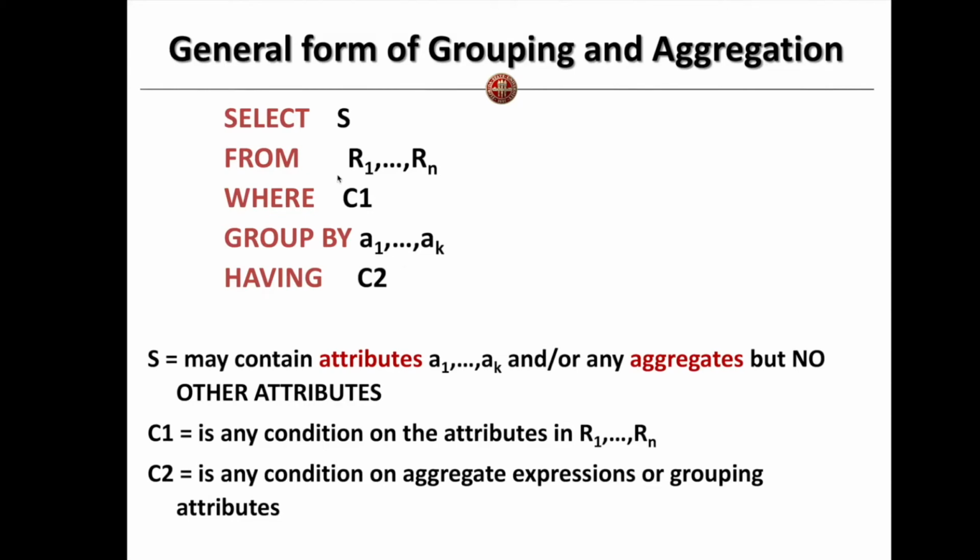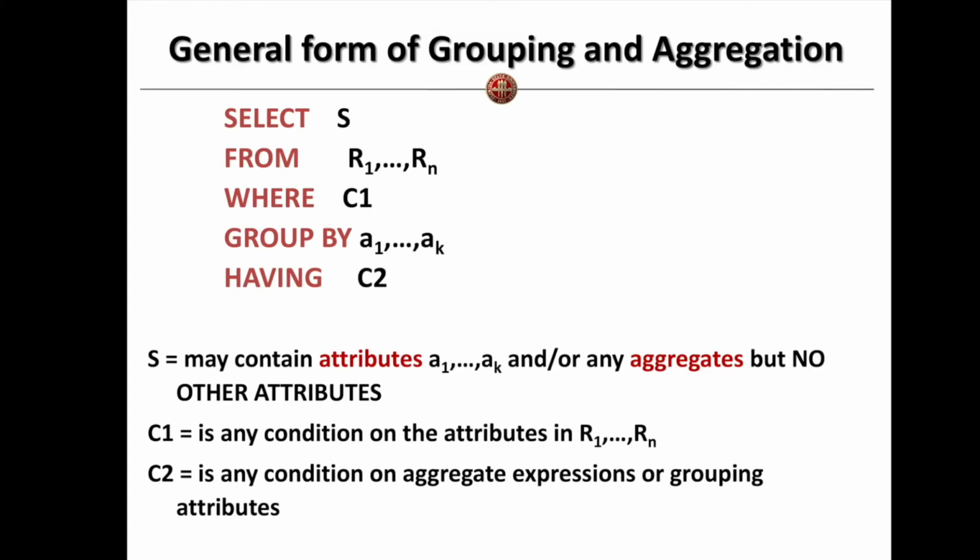Also, the C1 condition is different from the C2 condition. C1 is any condition on attributes in R1 to Rn. This is some condition before we do the grouping. We'll prune the tuples based on this condition C1 before we group by these attributes. This is the condition before we do the grouping. C2 is a condition after we do the grouping. It denotes some condition on the aggregate expressions or grouping attributes. So C1 is a condition before grouping, C2 is a condition after we do the grouping. So they are very different.